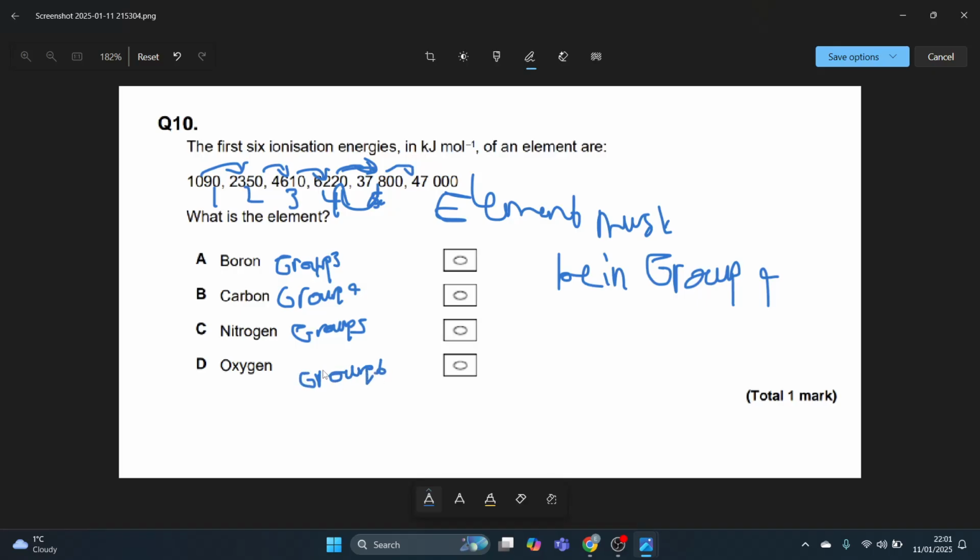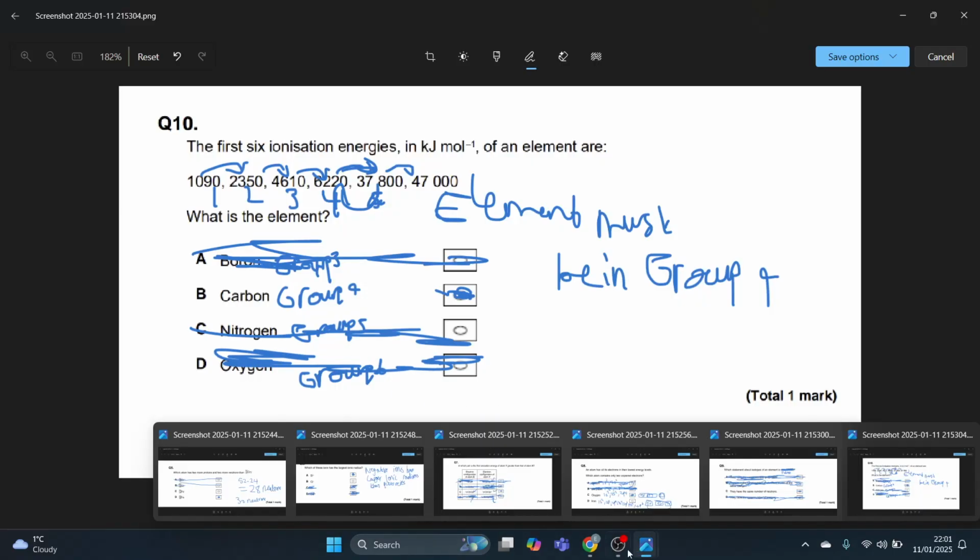So because of the massive jump in ionization energy at 4 to 5, the element must be in group 4. Boron is in group 3. It can't be boron. It must be carbon. Carbon is the only one in group 4. Nitrogen is group 5. Oxygen group 6. So that answer is B. And that is the end of the multiple choice questions.